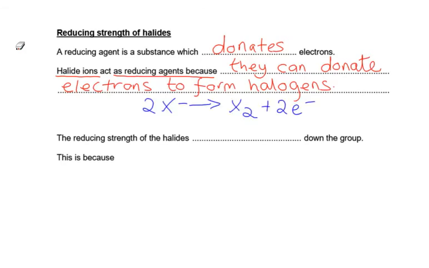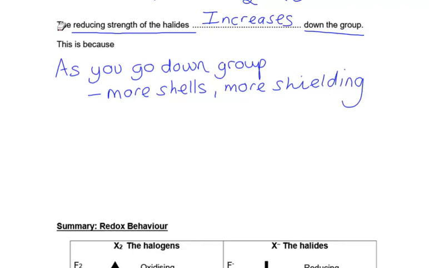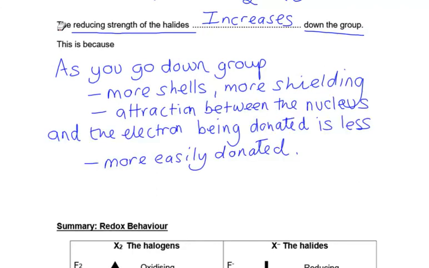And the reducing power increases as you go down the group, so the iodide being the most powerful reducing agent. This is because as you go down the group, there are more shells, so there's more shielding. So the attraction between the nucleus and the electron being donated is less, and therefore they're more easily donated.